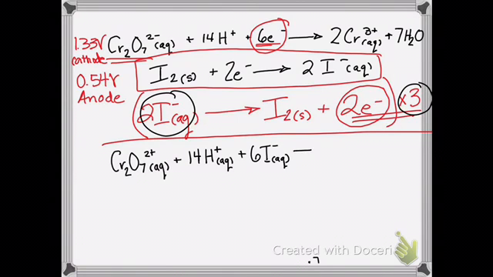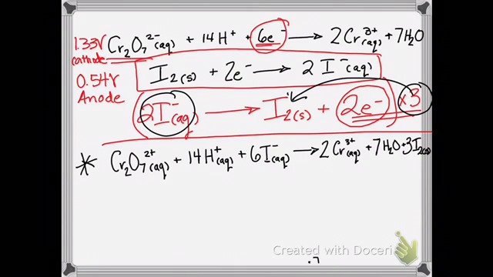Let's see what we've got on the product side. Looking at the first one, I'm going to have 2 Cr3+ ions. I'm still going to have some water, 7 waters. And then from the other reaction, I'm going to have 3 solid iodine. So here is the grand total reaction for the entire process.